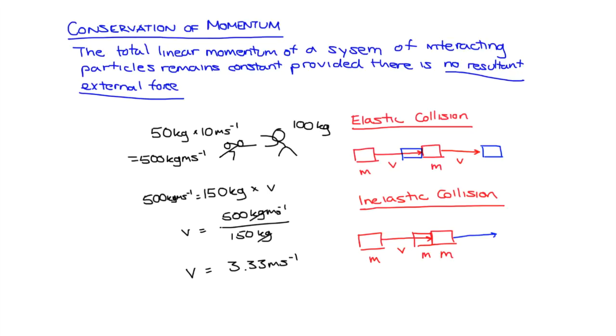And so P, which once equaled mv, the mass of the first block times its velocity, now has twice the mass because there are two different blocks.